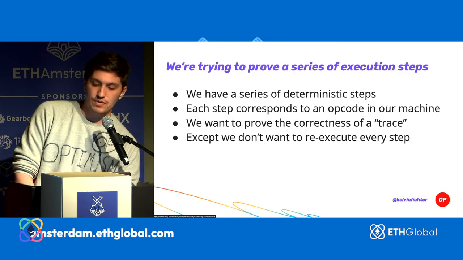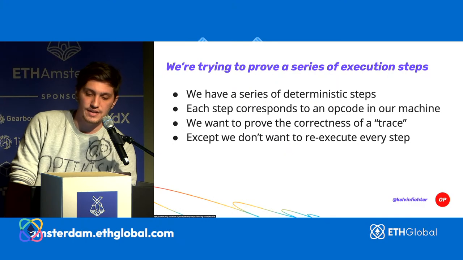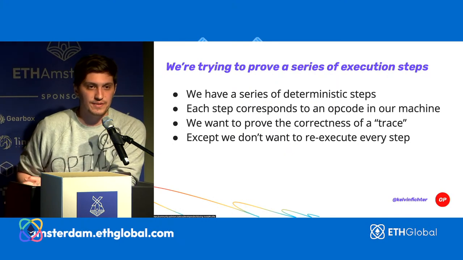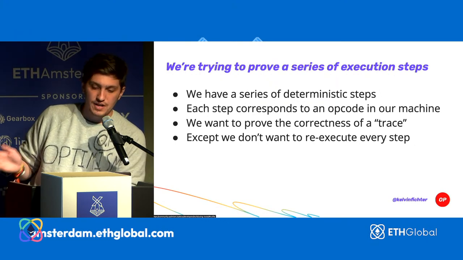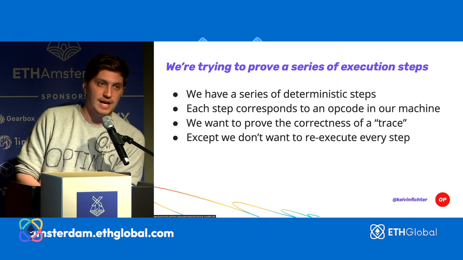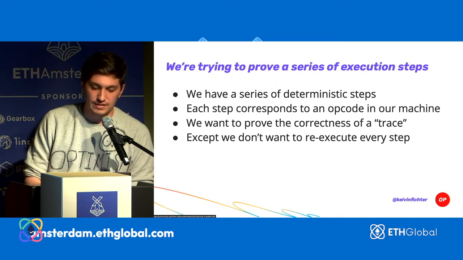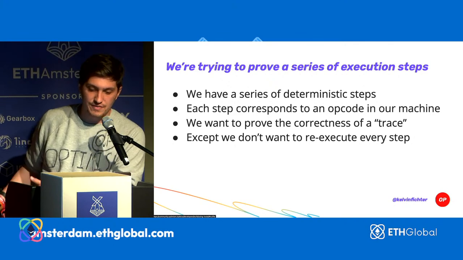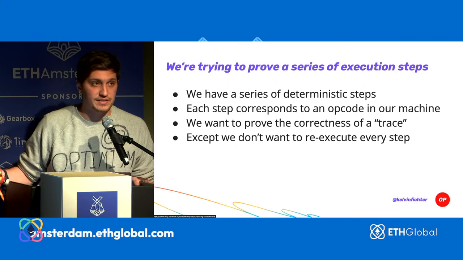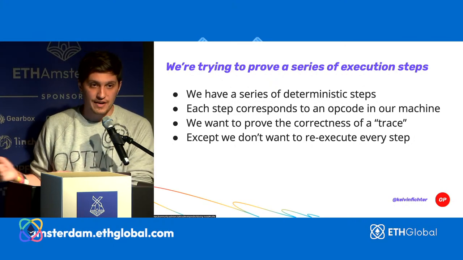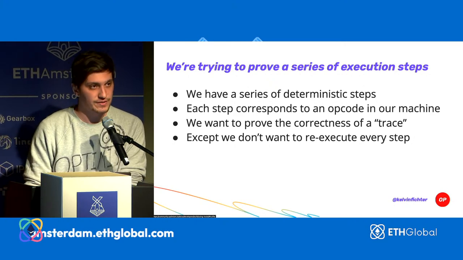And what we're really trying to prove is something about a series of execution steps inside of this machine architecture. It could be the EVM. We're trying to prove this opcode happened, then this opcode happened, then this opcode happened, and I actually executed those opcodes correctly. So we have this series of steps. The EVM is fully deterministic, right? So given a starting state and the EVM, everyone gets the same result. This is why this entire blockchain thing even works.